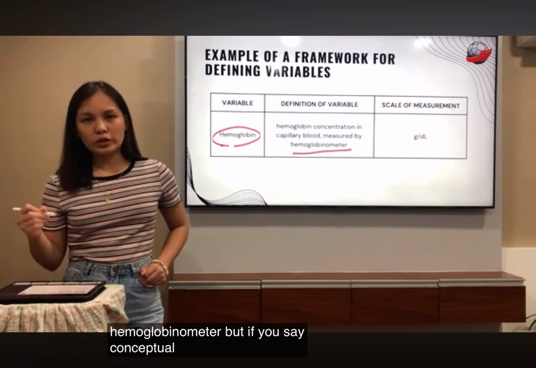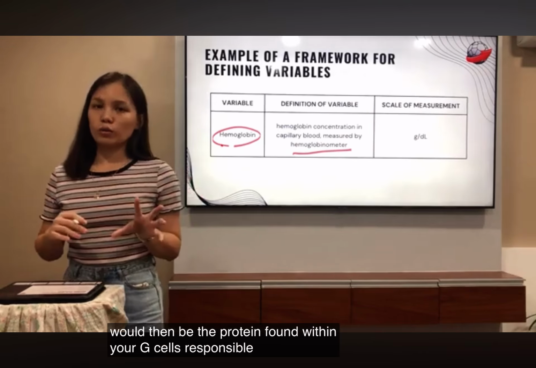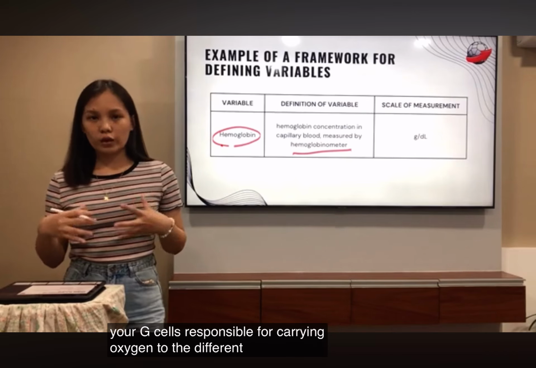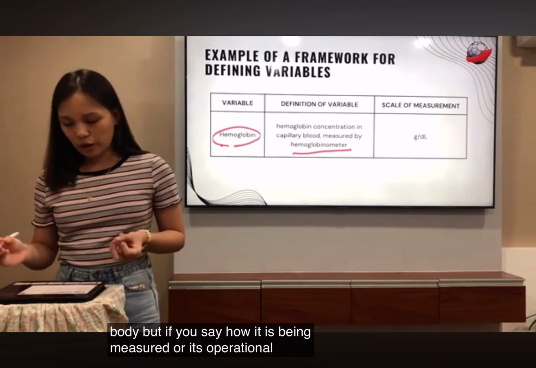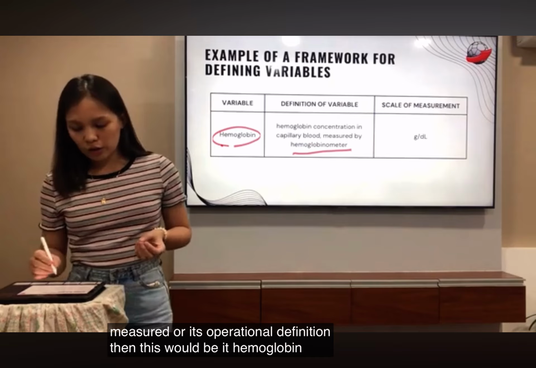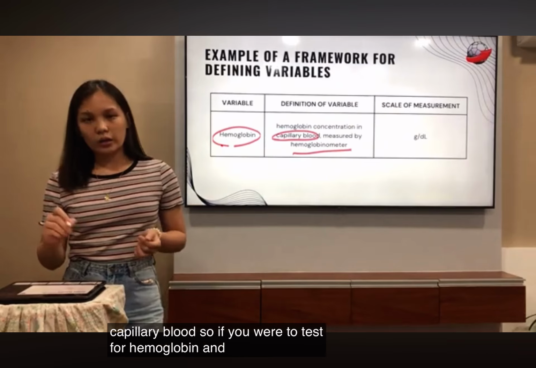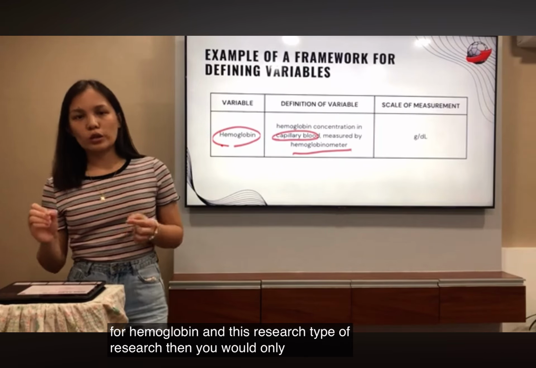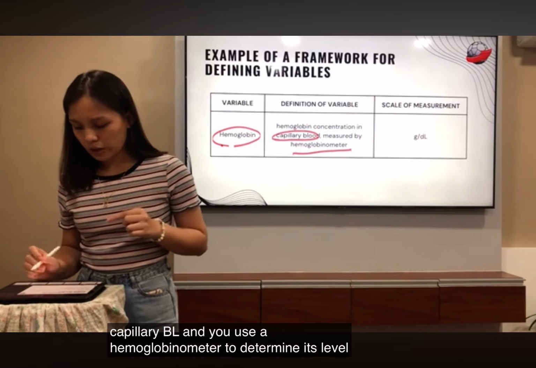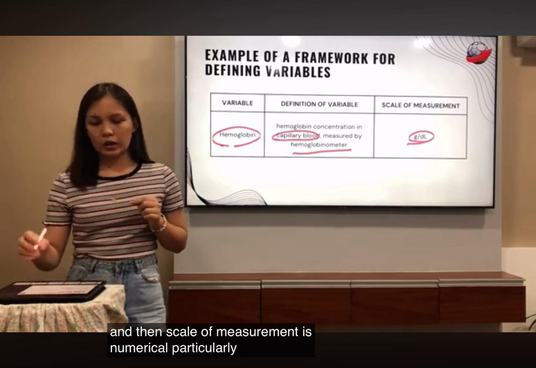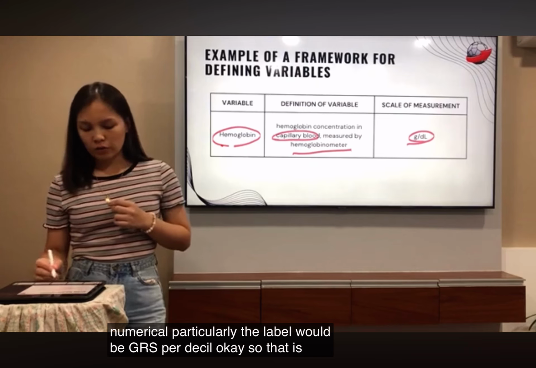But if you say conceptual definition of hemoglobin, that would then be the protein found within your red cells responsible for carrying oxygen to the different parts of your body. But if you say how it is being measured, or its operational definition, then this would be it. Hemoglobin concentration, it is specified in capillary blood. So if you were to test for hemoglobin in this type of research, then you would only use capillary blood and you use a hemoglobinometer to determine its level. And then the scale of measurement is numerical, particularly the label would be grams per deciliter. Okay, so that is for the variable.